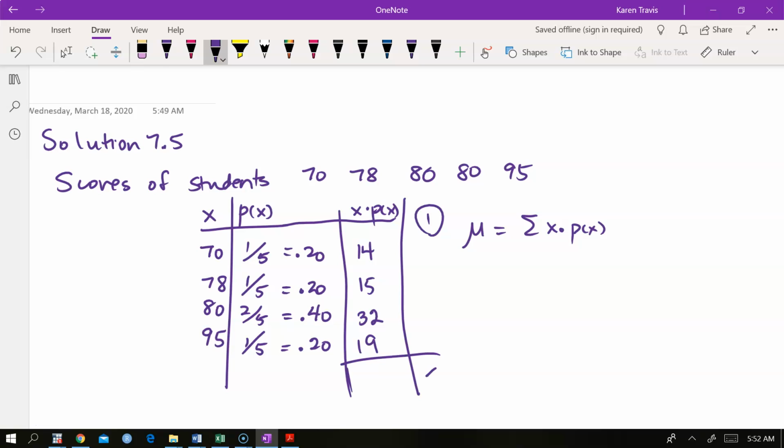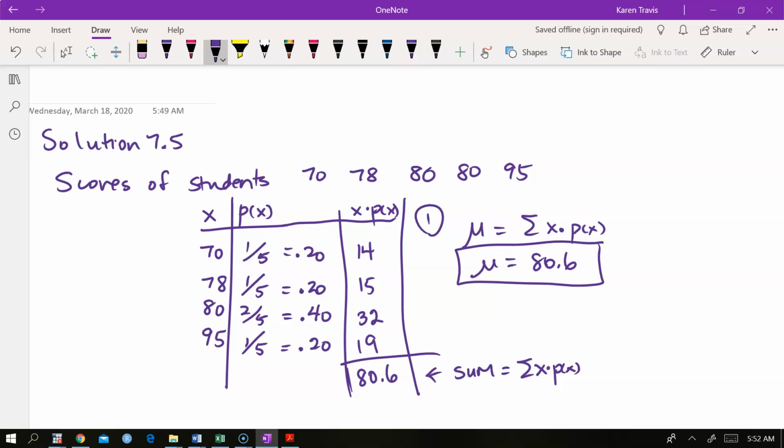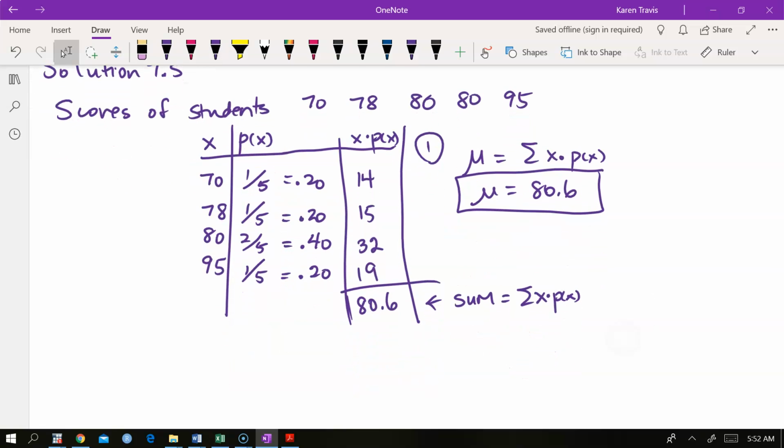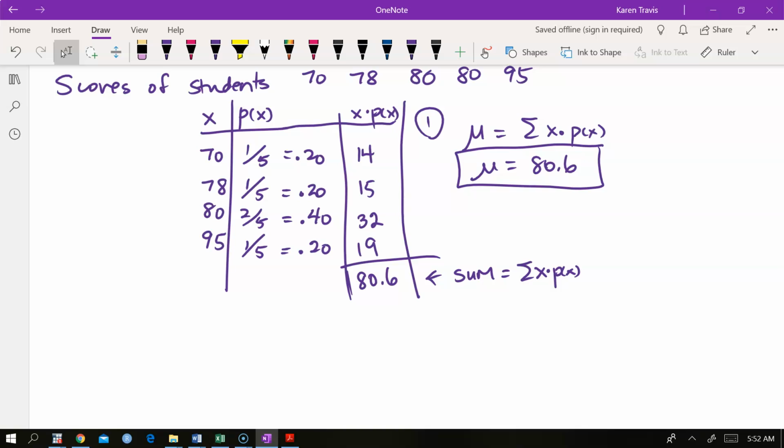So if we take a sum of this column, that's the sum of x times p of x, which becomes 80.6. So the expected value for the scores is 80.6, which means if we did this over and over and averaged what we got, each time we picked out one person, on average that would turn out to be 80.6. The next piece we're going to do is the standard deviation of that random variable, which is the square root of the sum of x squared times p of x minus the mean squared.